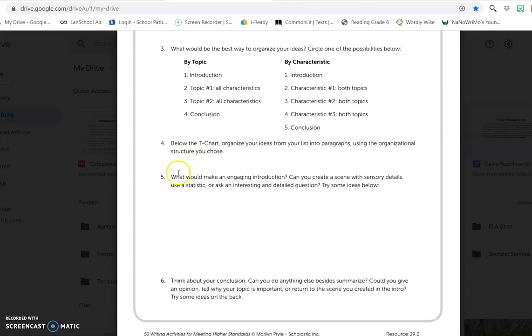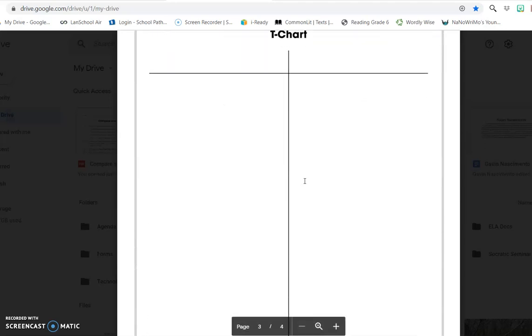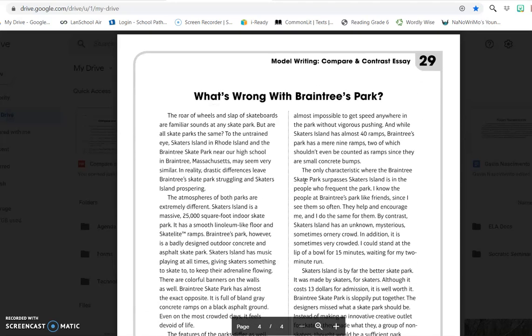Step 5 here is what would make an engaging introduction? Can you create a scene with sensory details? Can you use a statistic? Can you ask an interesting or detailed question? Try some ideas below. Going back to our model writing here, the author opens with some sensory details.